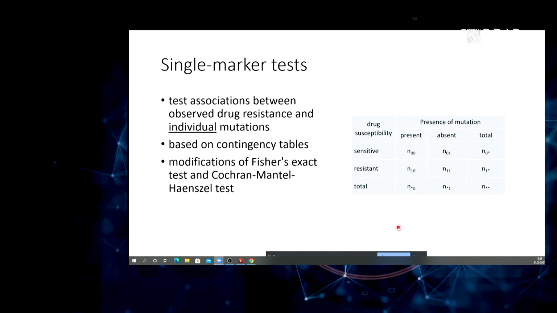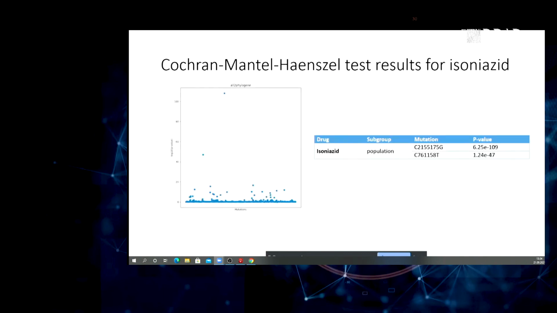Single marker tests check association between observed drug resistance and individual mutations. They are modifications of classical statistical tests. We used Fisher's exact test and the Cochran-Mantel-Haenszel test. They're both based on contingency tables. To visualize test results, we used Manhattan plots. The higher the point along the ordinate axis, the more its significance. So, for example, for isoniazid, the Cochran-Mantel-Haenszel test identified two mutations with relatively low p-value.